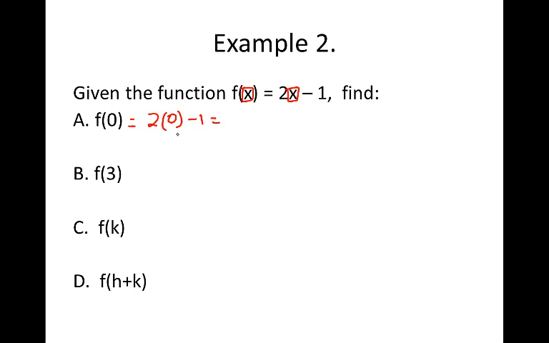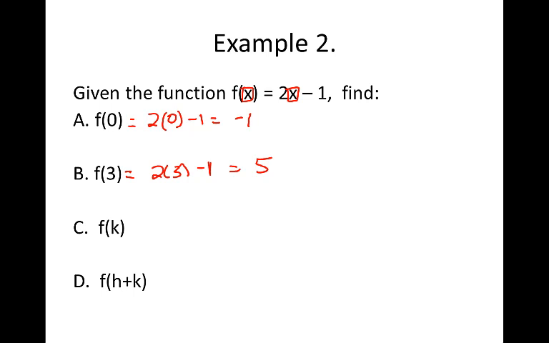So 2 times 0 is 0, minus 1 is a negative 1. So f of 0 is negative 1. What about f of 3? So f of 3 is 2 times 3 minus 1. And again, simplify these if you can. So 2 times 3 is 6, minus 1 is 5.